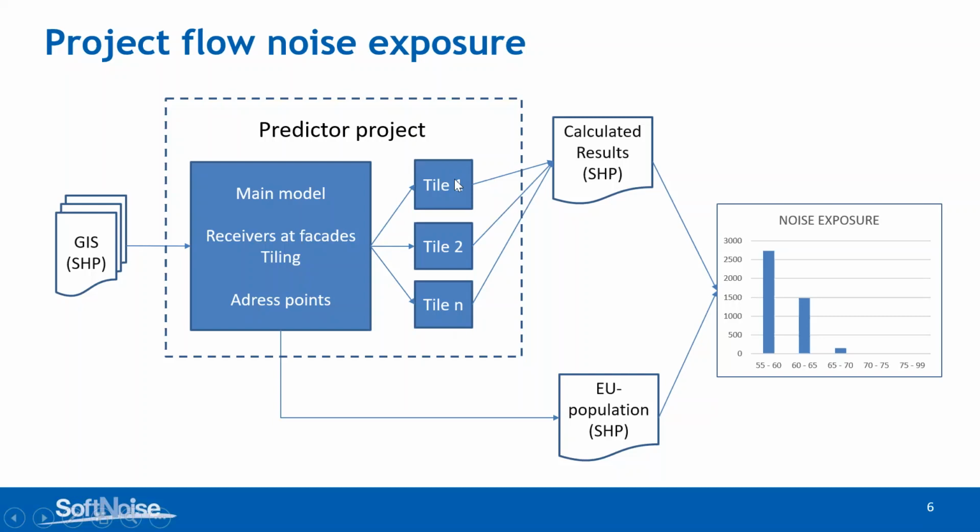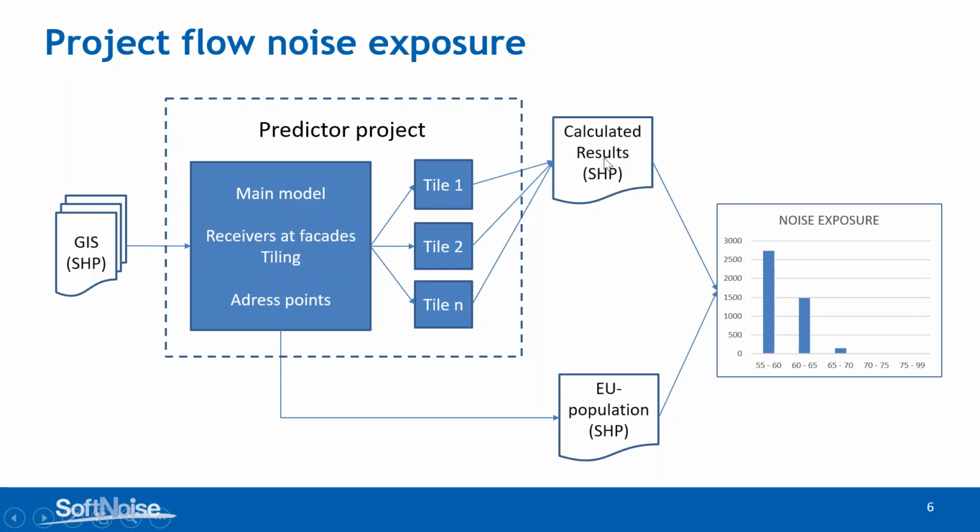You can then calculate the tiled models in a batch way. So you can do a batch calculation. And after the calculation is finished, you can do a batch export of results of all the tiled models. And the result is that you have one file with all the calculated results. So those are your noise levels.